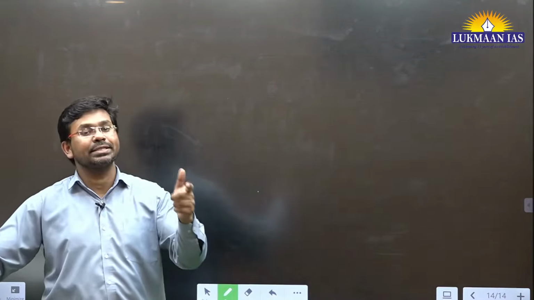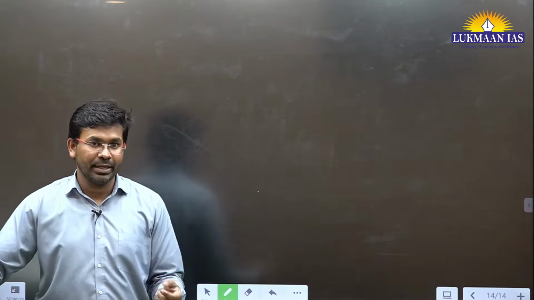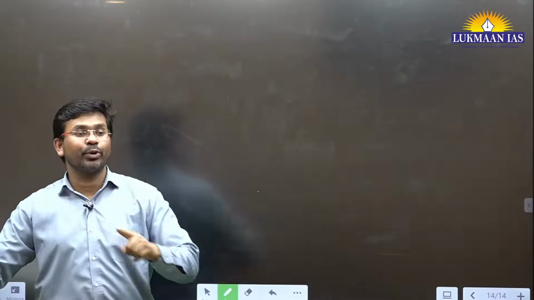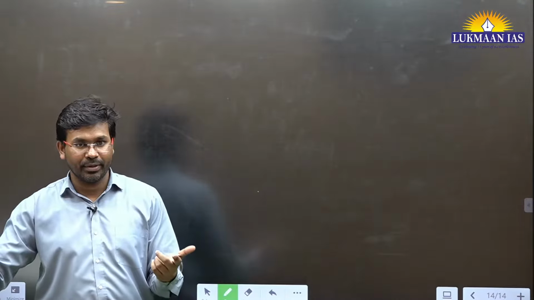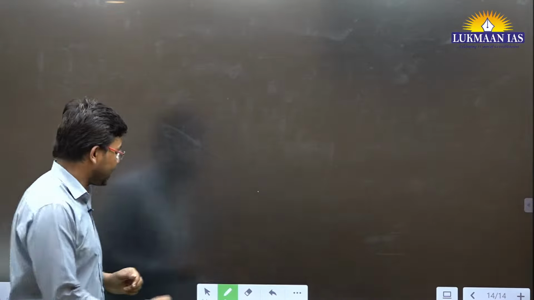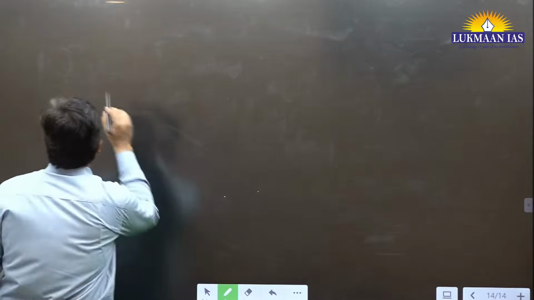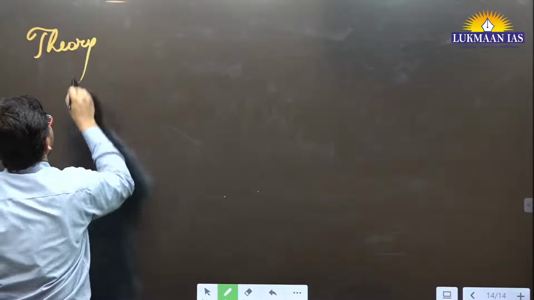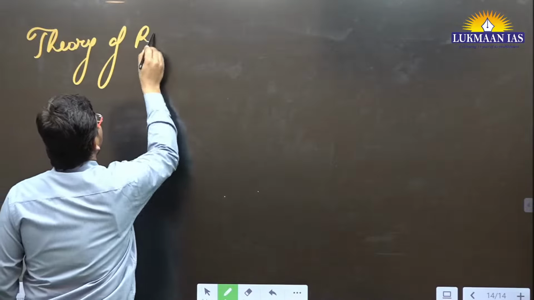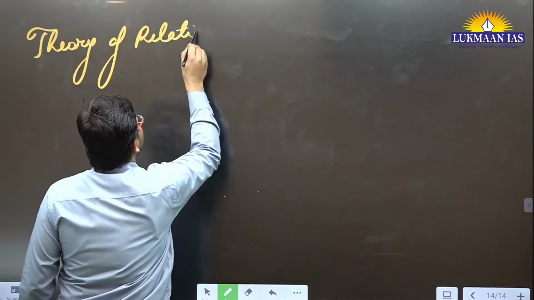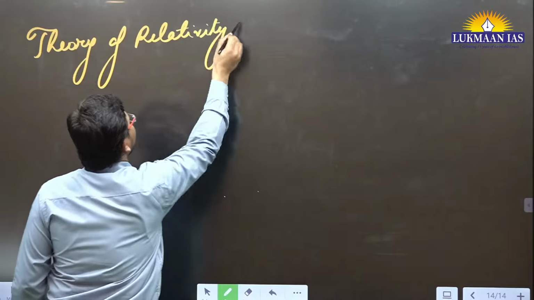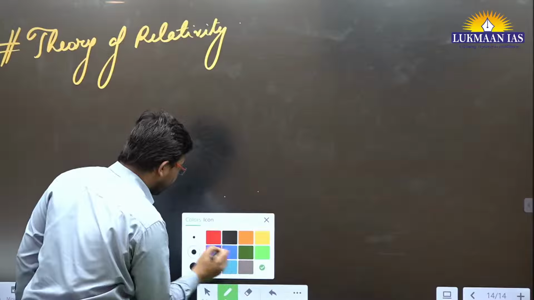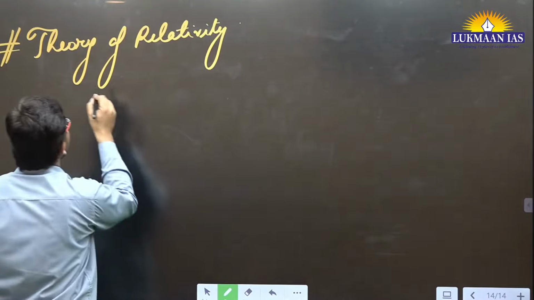In the last class, we discussed the special theory of relativity, and based on that discussion, there are at least 3-4 questions in the prelims exam on Albert Einstein's work. So the topic heading will be theory of relativity. Who has given this theory of relativity?